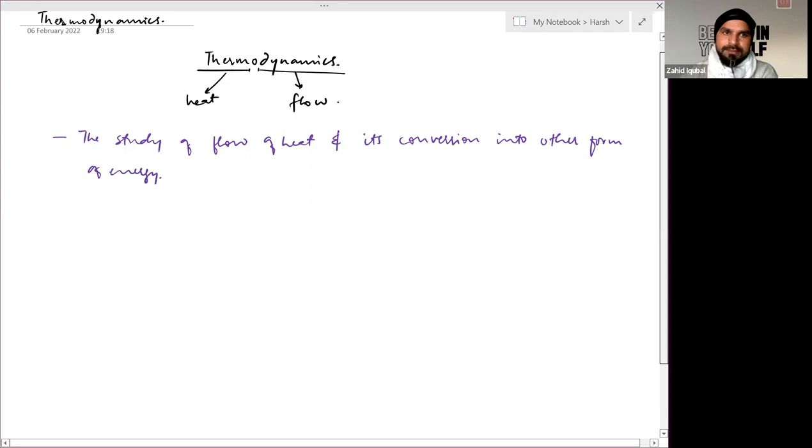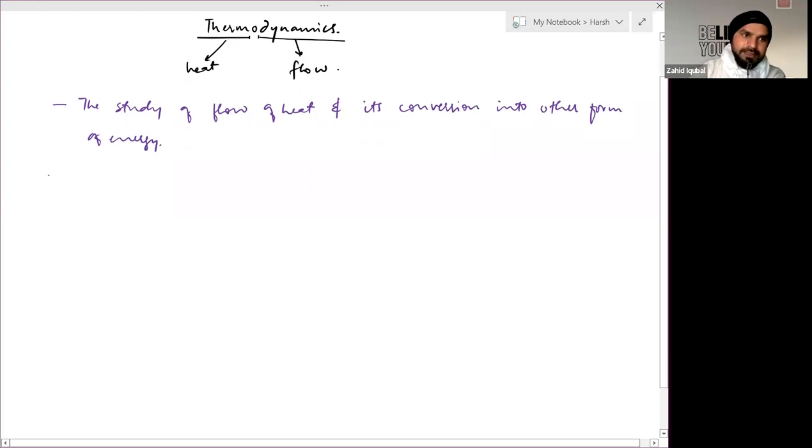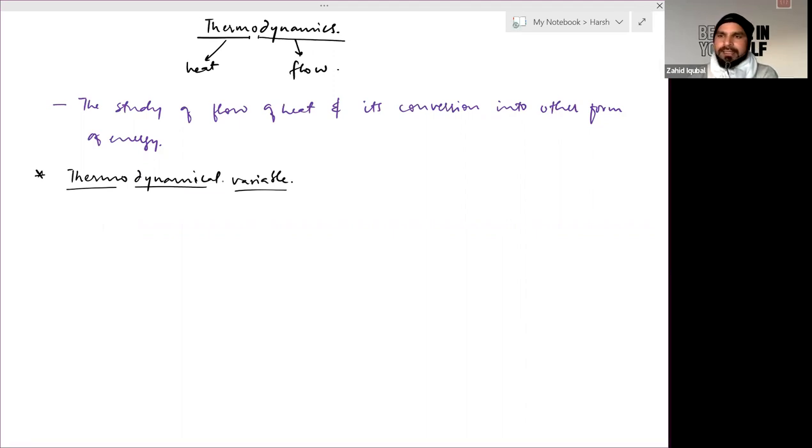Now, to start this particular chapter, let me define some basic terms related to this part. First is called thermodynamical variable. There are some physical quantities such as pressure, volume, temperature, number of moles, which may define the condition of a gas at any instant. So those different physical quantities are termed thermodynamical variables. Or you can say the quantity on which the condition of gas may depend.